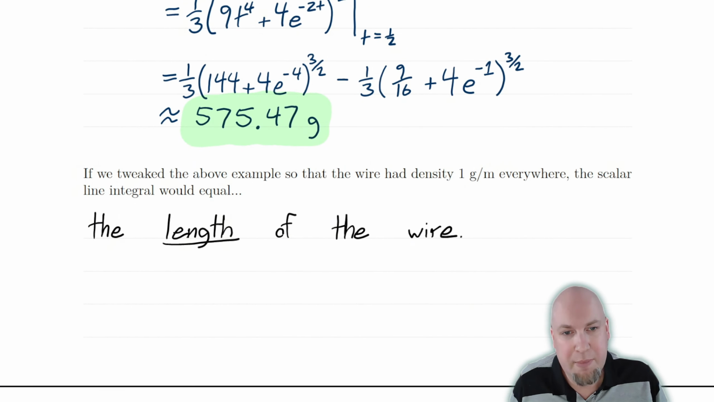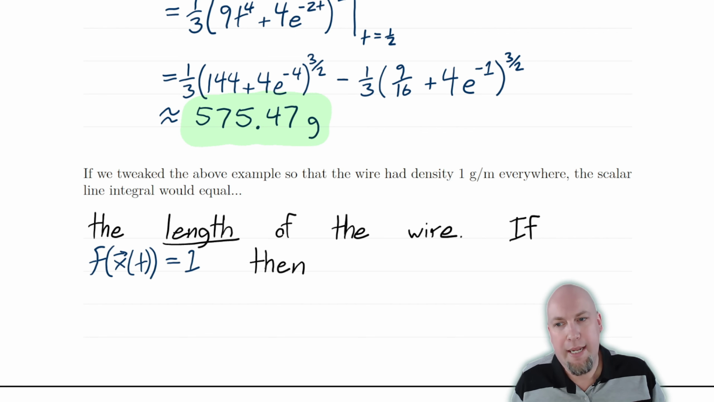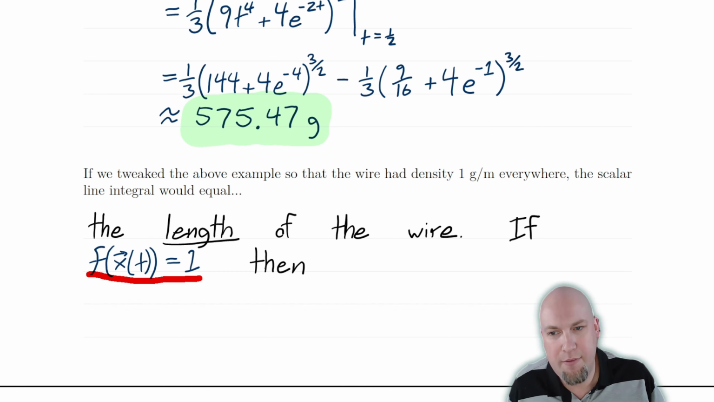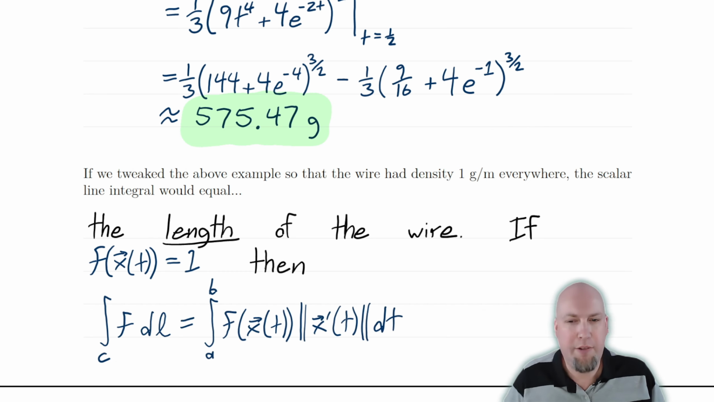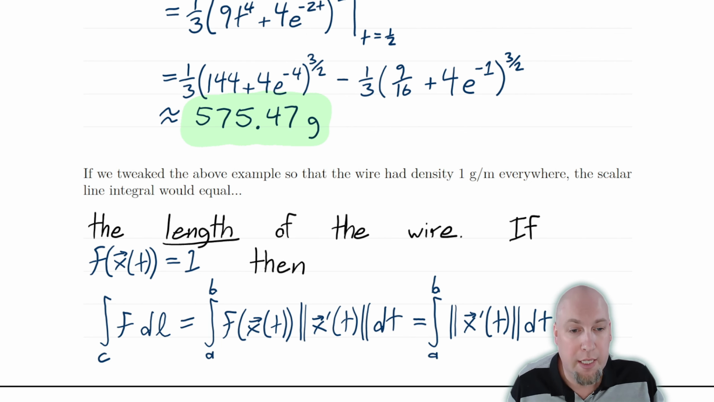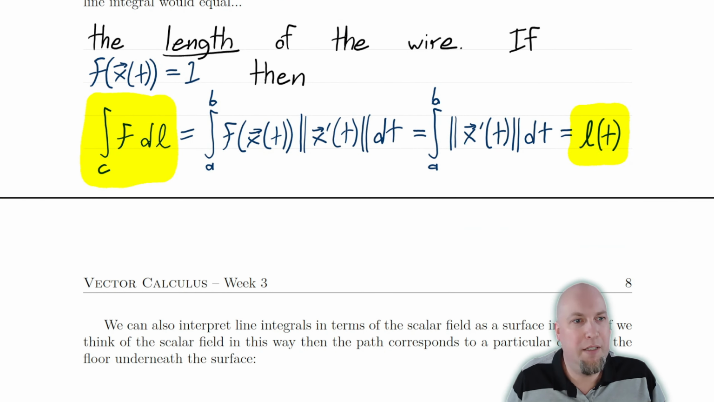Which, fortunately, makes sense, actually. If you run the math here, if your scalar field is 1, if your density function is 1, then f of x of t is always equal to 1. And if you plug that into our scalar line integral formula, well, this first chunk just equals 1, so it goes away. And you're just left with the integral of the speed, which, remember, we know what that is. The integral of the speed, that's our formula for the length of a curve, okay? So the scalar line integral is just the length if your scalar field equals 1, okay?